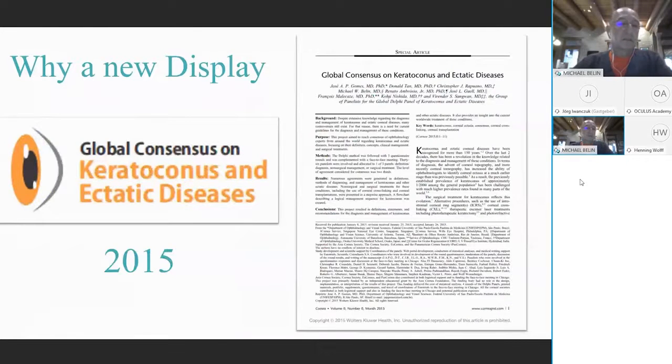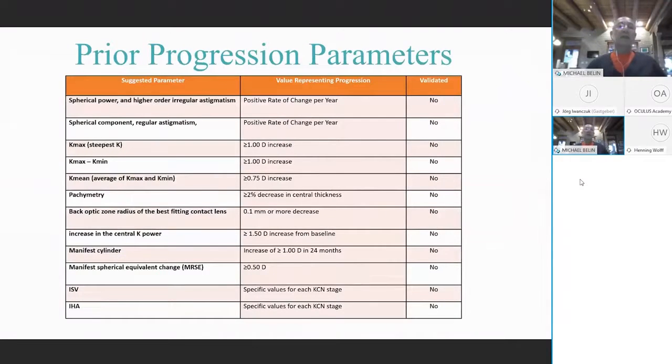And again, I'm going to go back to that consensus document of 2015. In addition to their earlier statement that we had no classification system, the consensus document also stated that we had no way to follow patients. In other words, we had no way to monitor progression other than just looking at the anterior surface. If you look at this long list of progression parameters that people have written about, every single one, except pachymetry, is an anterior surface parameter. None of them have been validated. They're all just a mishmash of different parameters. Other than pachymetry, they're all basically anterior surface parameters.